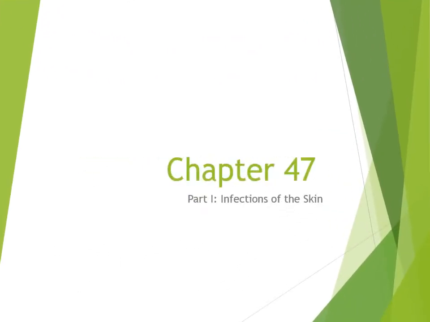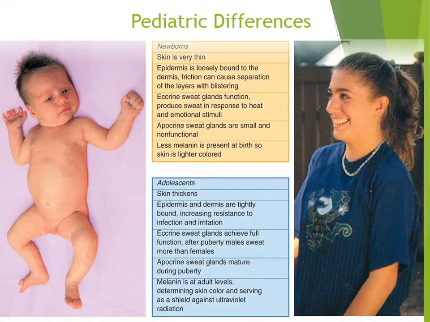Okay, Chapter 47, Part 1, Infections of the Skin in the Pediatric Population. Let's take a look at some pediatric differences of the integumentary system. If you look here on the slide, newborns, skin's very thin, the epidermis is loosely bound to the dermis. Friction can cause separation of layers with blistering.